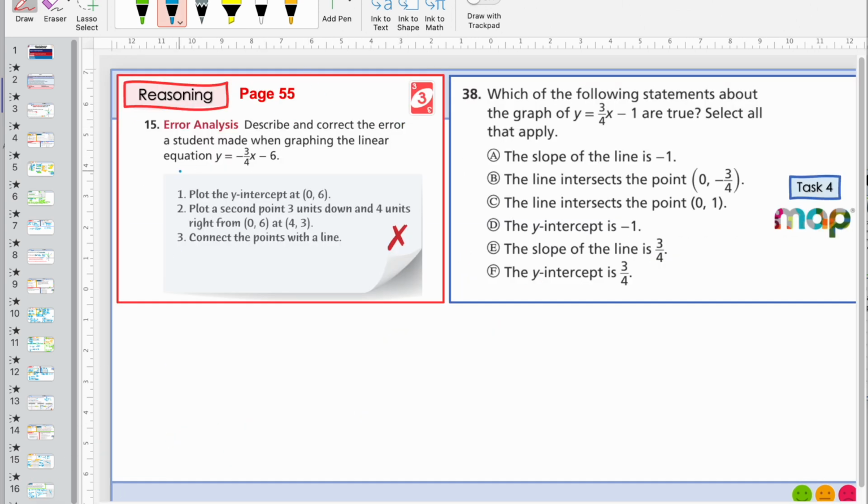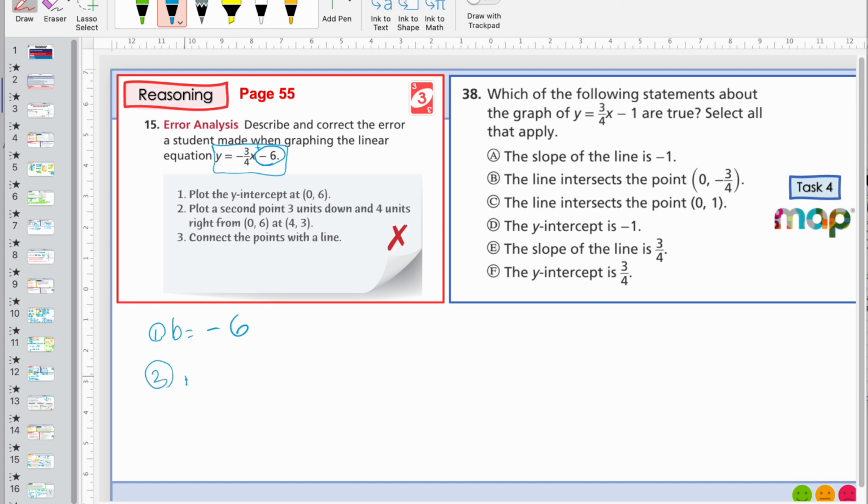Describe and correct the error a student made when graphing the linear equation just by looking at this equation. And I'm gonna write my own rules. I know that first of all, B should be what? Negative 6. Can you see it, right? It's not positive, it's negative because the equation is already positive. So there's a positive that was cancelled because the B was negative.